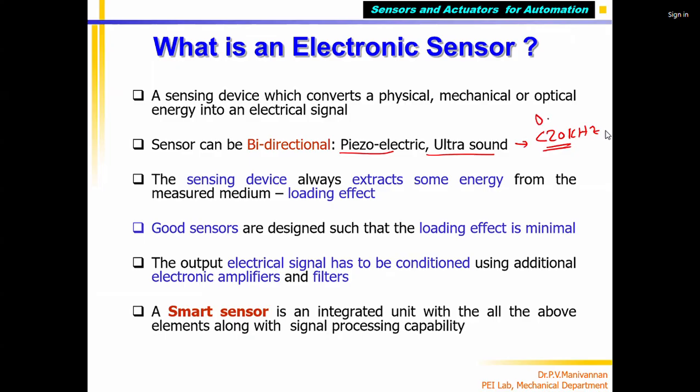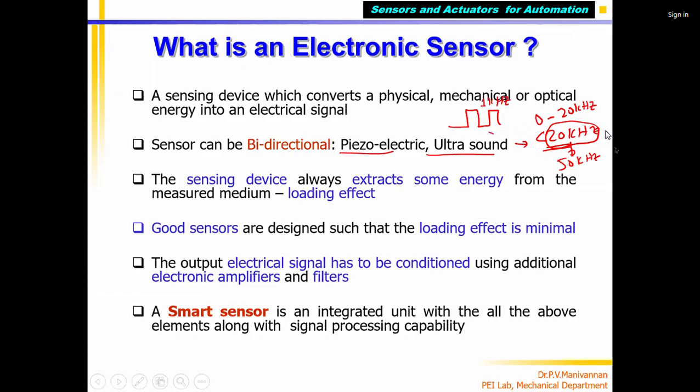We know that 0 to 20 kilohertz is the audible range for humans. Since the frequency is above the human hearing capacity, we call it ultrasonic. The range can be maybe 50 kilohertz, even 100, but the general range for an ultrasound sensor is 20 to 50 kilohertz. If you apply electrical voltage to this ultrasound crystal as square pulses, it will generate sound waves at the same frequency. If a 1 kilohertz electrical signal is applied, it will generate a 1 kilohertz sound wave.